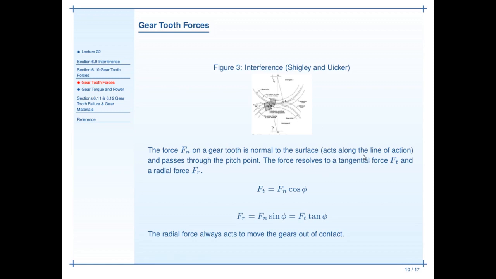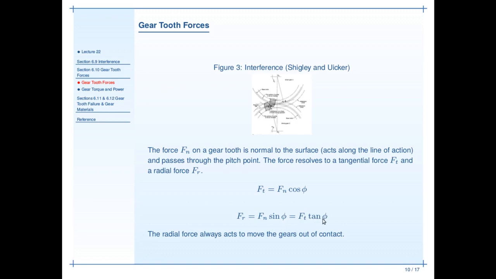This force resolves down to two forces that we're going to care about in spur gears. There's a tangential force, Ft, and a radial force, Fr. The tangential force is equal to the normal force multiplied by the cosine of the pressure angle. The radial force is equal to the normal force multiplied by the sine of the pressure angle, or the tangential force multiplied by the tangent of the pressure angle.